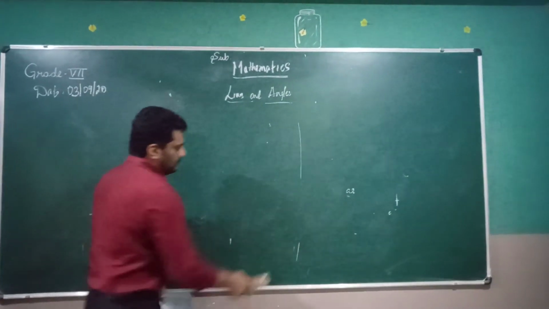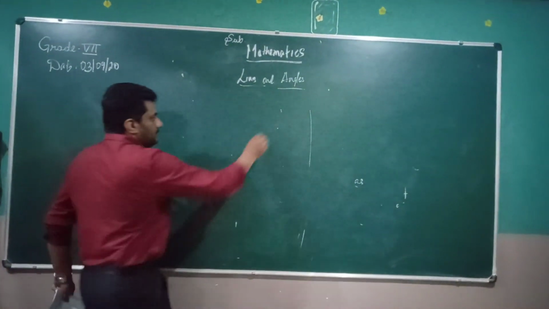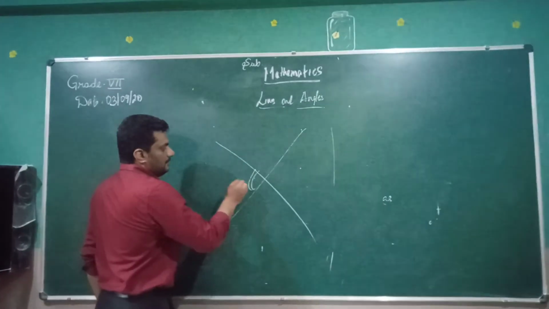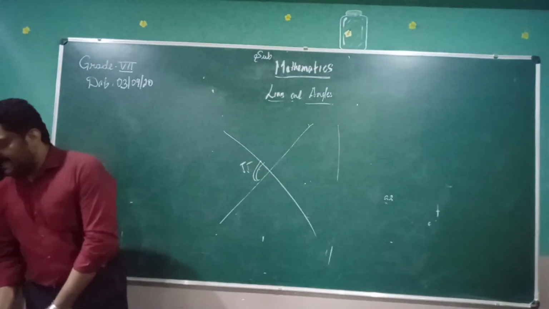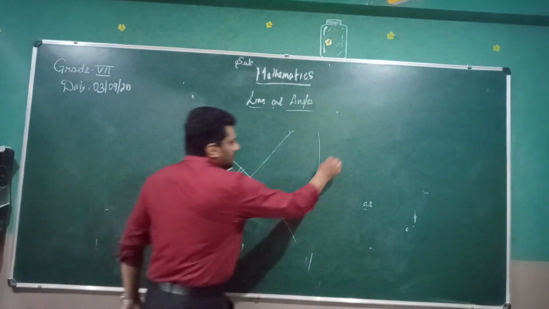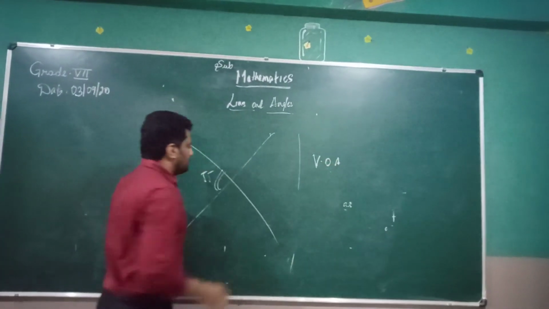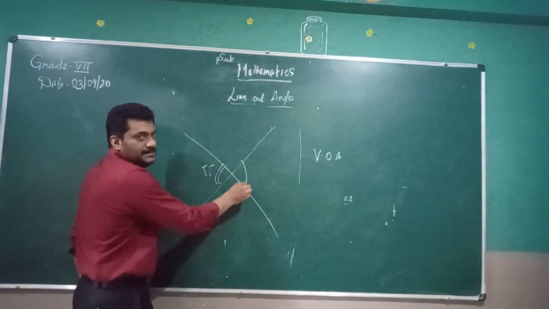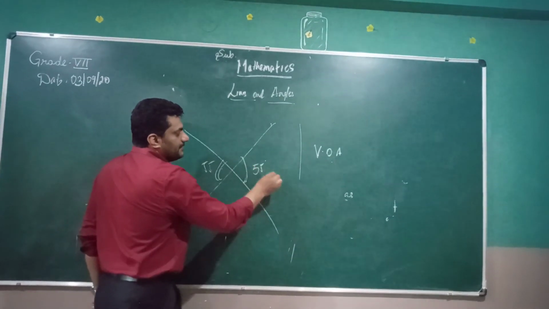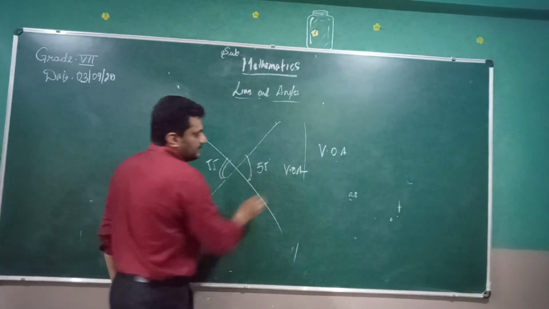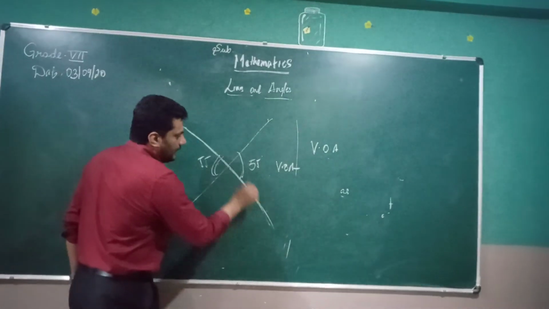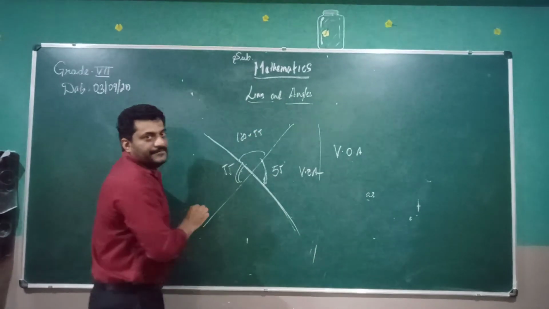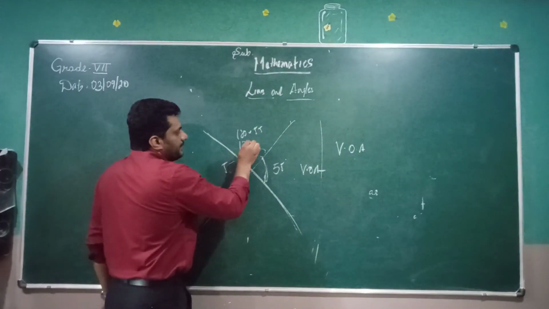Okay, one last problem of this exercise. Now, when we intersect two straight lines, we get vertically opposite angles. Now, in this question, they have given this 55 degrees. How much is this one? Even this has to be 55 degrees. Why? Because vertically opposite. Now, this is a straight line. If one angle is 55, this has to be 180 minus 55, which is 125 degrees.